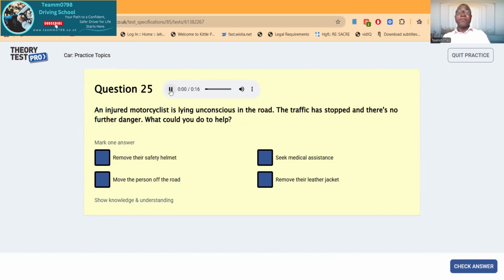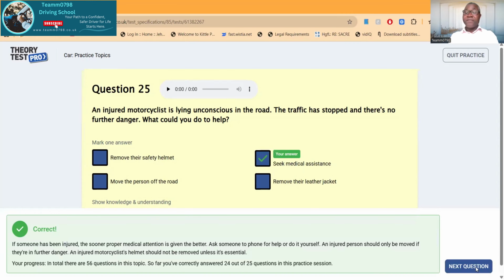An injured motorcyclist is lying unconscious in the road. The traffic has stopped and there's no further danger. What could you do to help? Remove their safety helmet. Seek medical assistance. Move the person off the road. Remove their leather jacket. So never try to remove the helmet from anyone who is involved in an accident, because you don't know what danger you may cause or further hurt you may cause the person. Do not move the person off the road. Don't remove their jacket. So the first thing to do is seek medical help. That's the first thing to do.